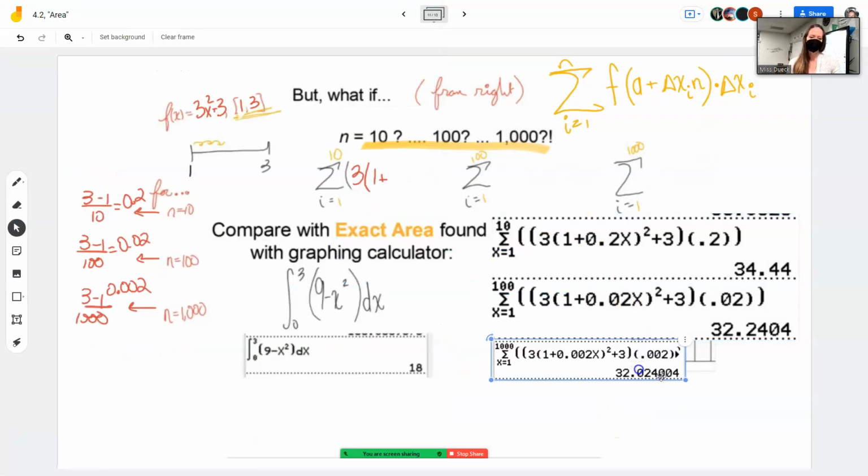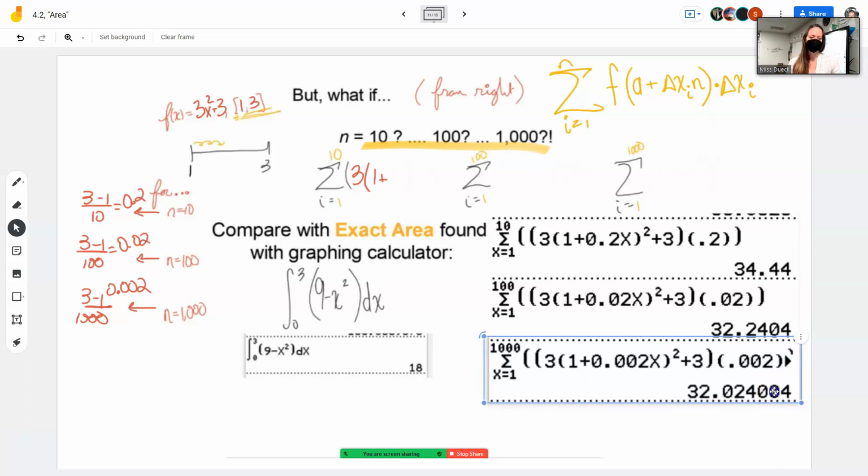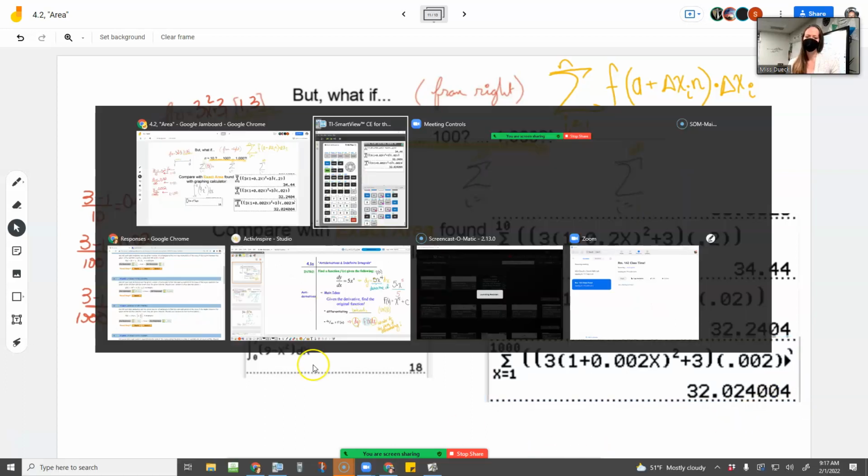What does it seem to be getting closer and closer and closer to? Yeah, it seems to be getting closer and closer and closer to 32, right?